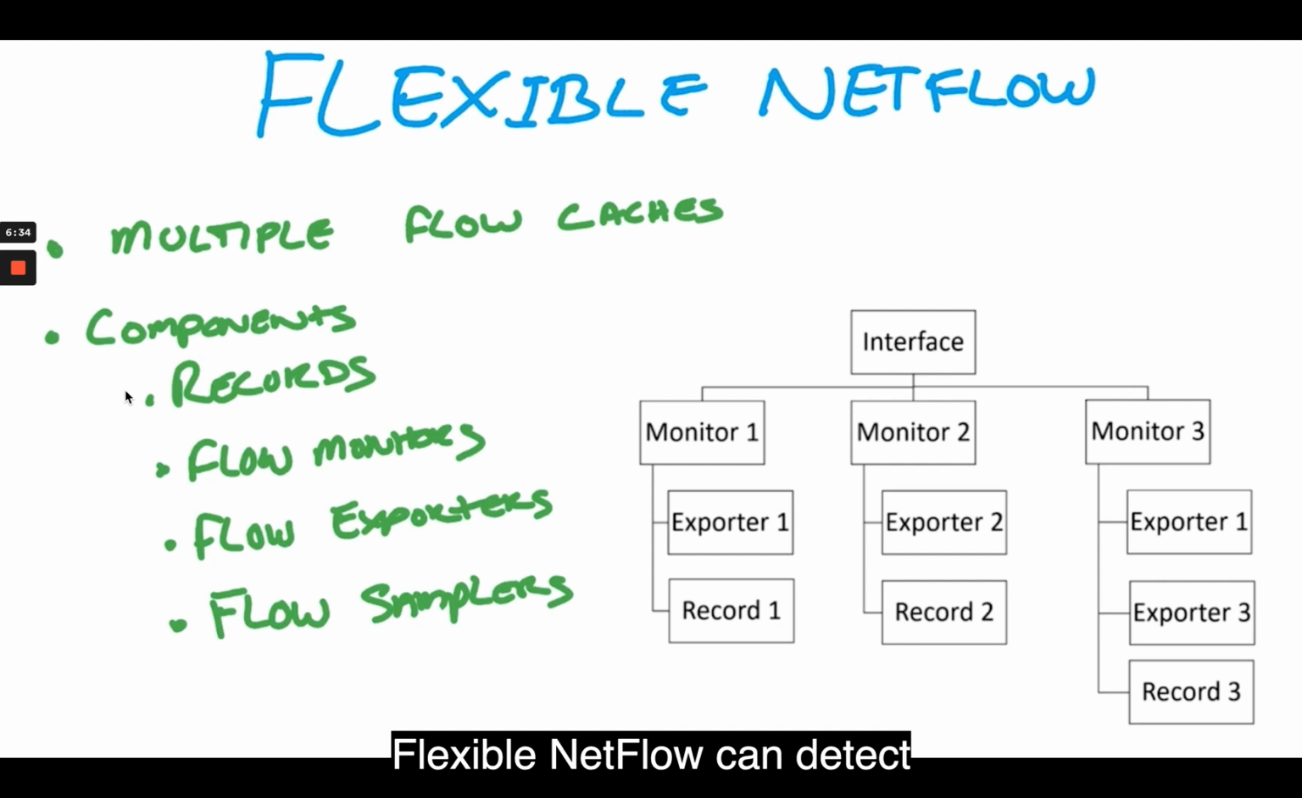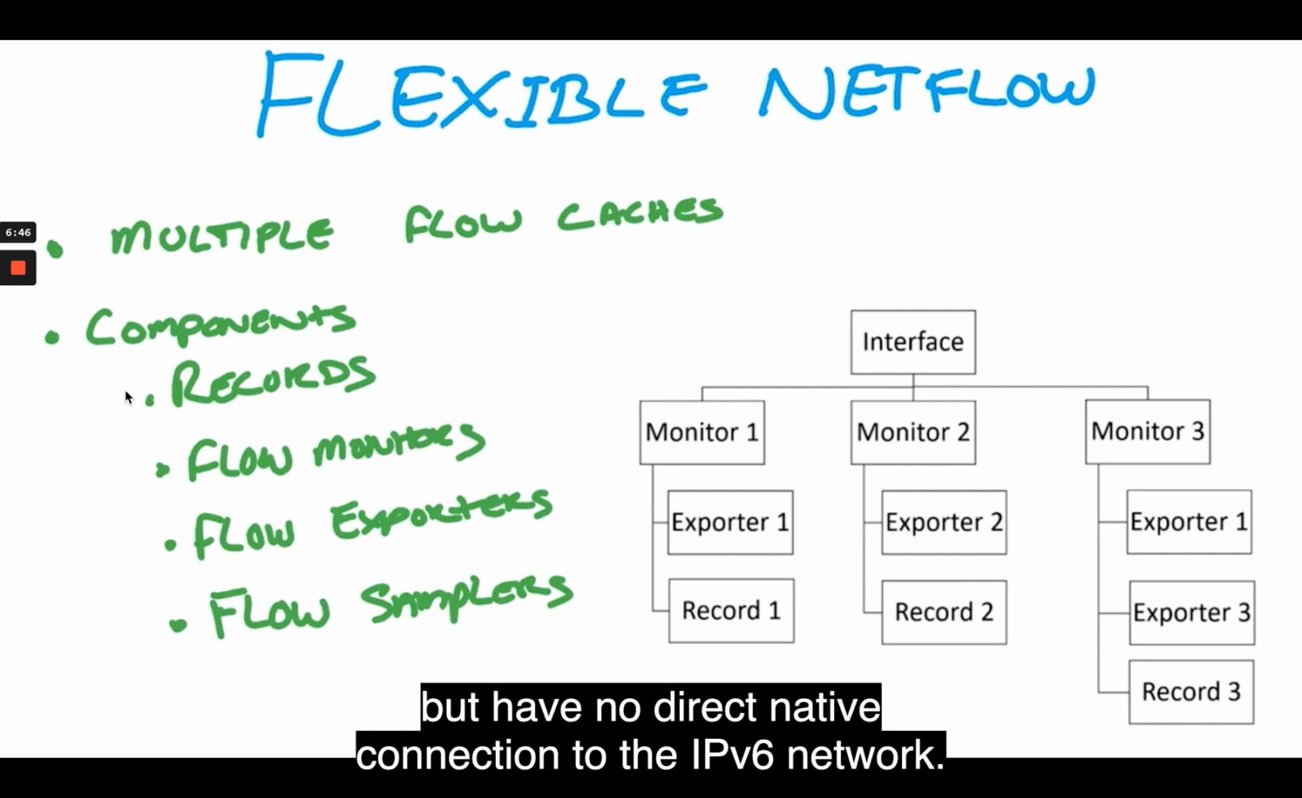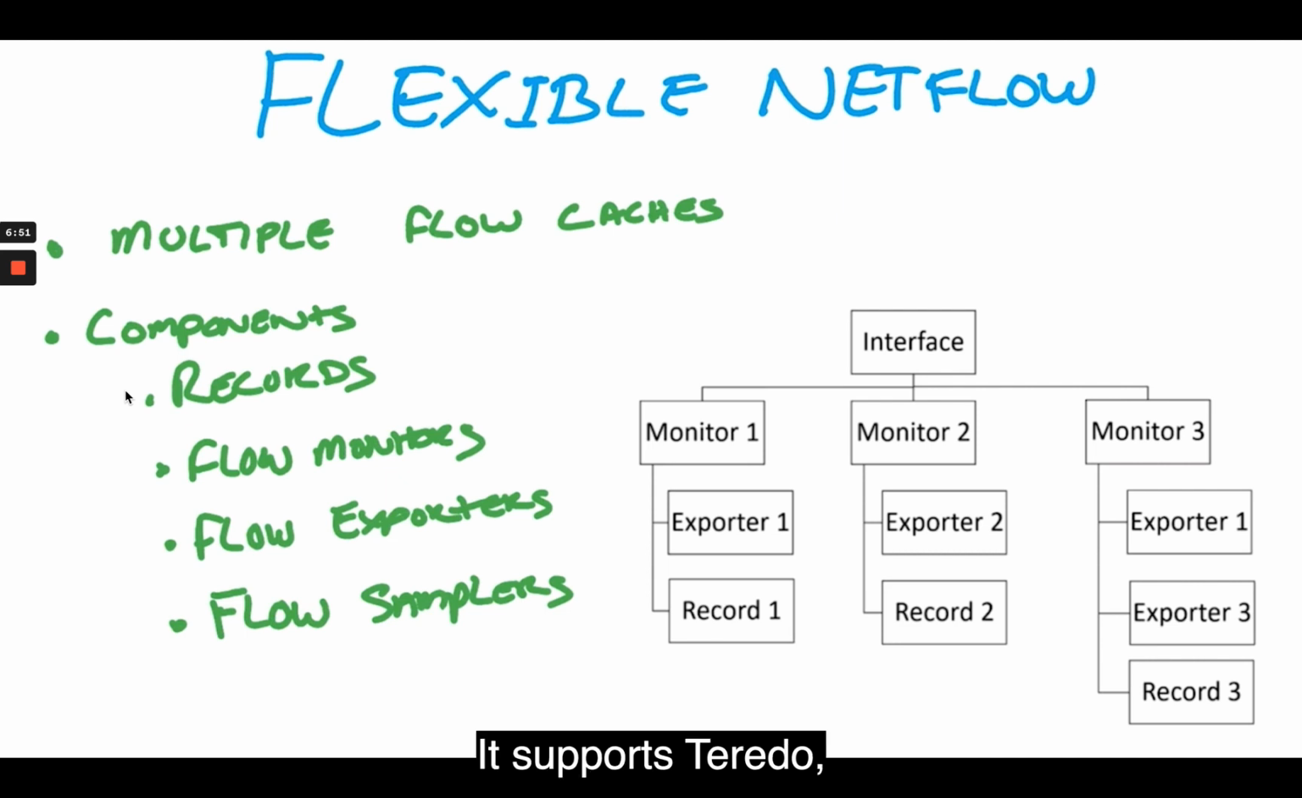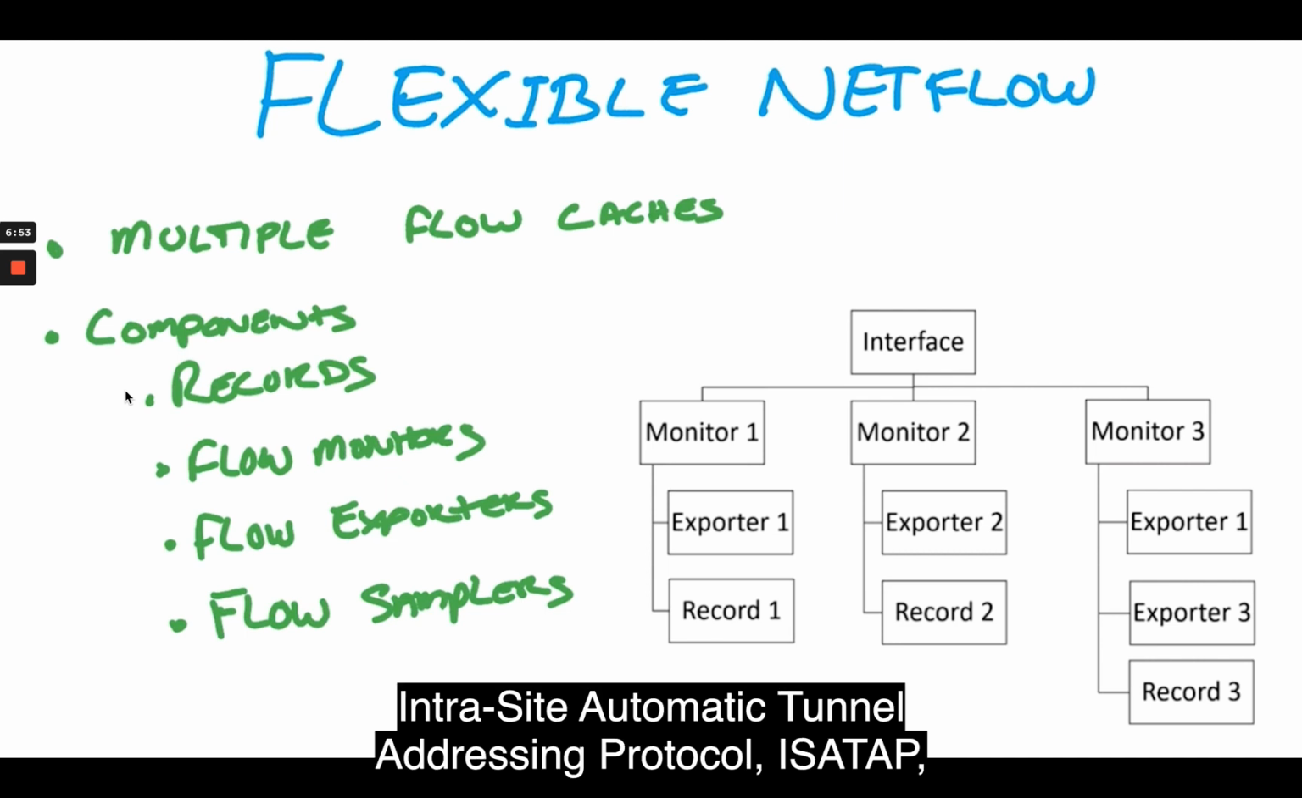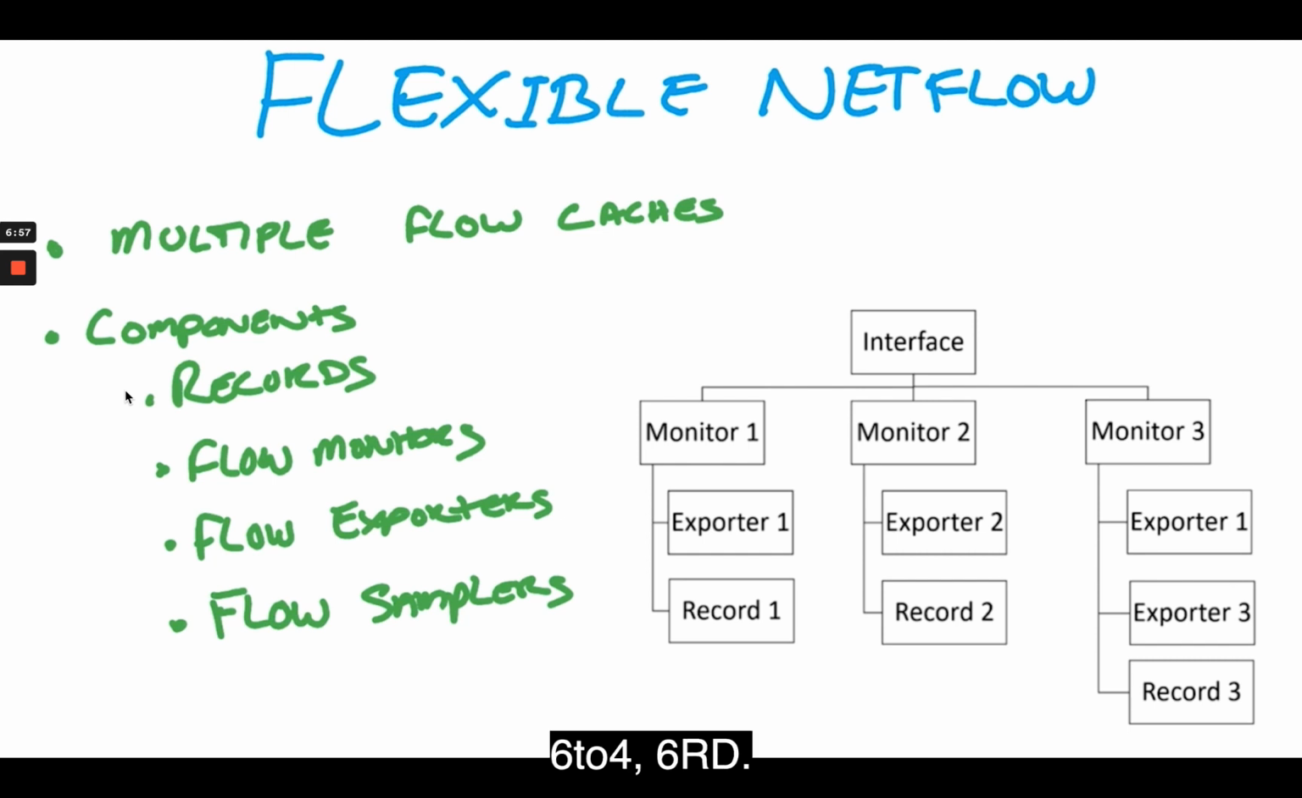Flexible NetFlow can detect the following tunneling technologies that give full IPv6 connectivity for IPv6-capable hosts that are on the IPv4 internet but have no direct native connection to the IPv6 network. It supports Teredo, Intra-Site Automatic Tunnel Addressing Protocol (ISATAP), 6to4, and 6RD.